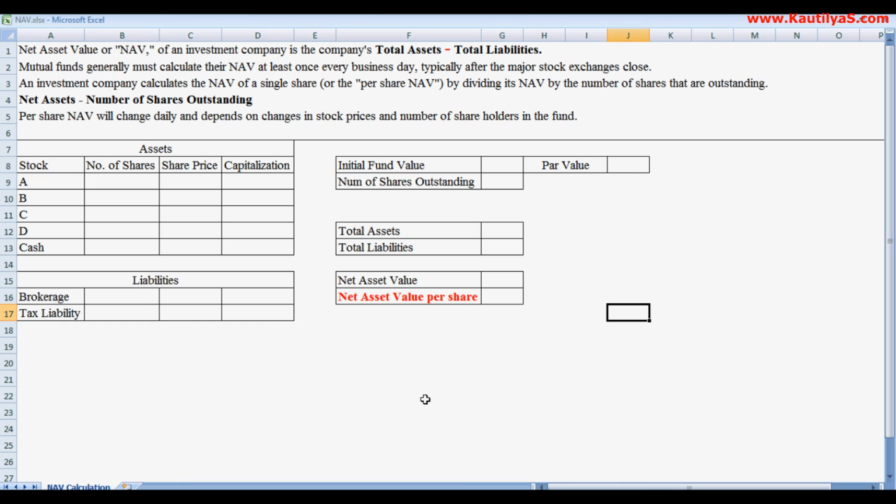NAV of an investment company is the company's total assets minus total liabilities. Mutual funds generally must calculate their net asset value at least once every business day, typically after the major stock exchanges close. In case of open-ended mutual fund schemes, the investment companies should disclose the NAV values every day, so that next day the buying and selling, the trading, will take place based on the NAV values disclosed.